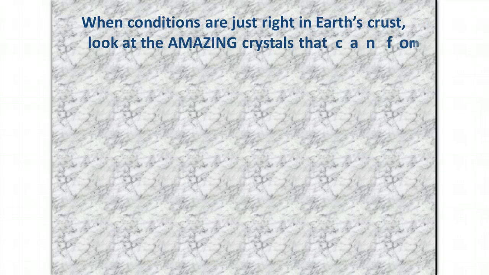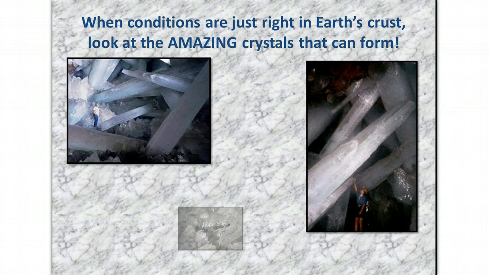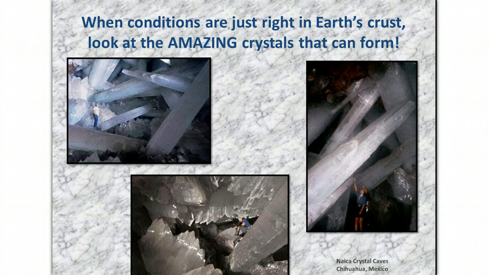When conditions are just right in Earth's crust, look at the amazing crystals that can form. These are in the Naica Crystal Caves, Chihuahua, Mexico. And look right here, this is a person. Look how giant these crystals are. Here's a person here, and here's the person here. These crystals are absolutely amazing and were discovered by accident about 12 years ago. We're going to be doing a follow-up activity looking at these crystal caves so you can get to learn the story behind it.